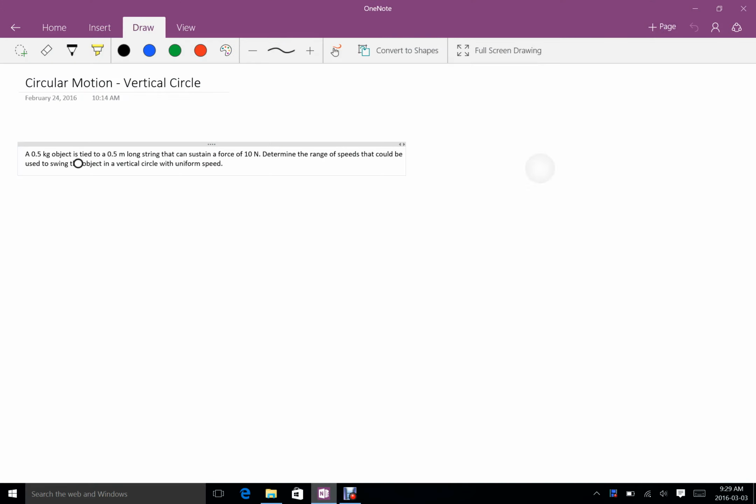Alright, in this video I'm going to look at an object moving in a vertical circle. It's going to have a mass of 0.5 kilograms, and we're going to look at the range of speeds that are going to allow it to go in the circle at a uniform speed.